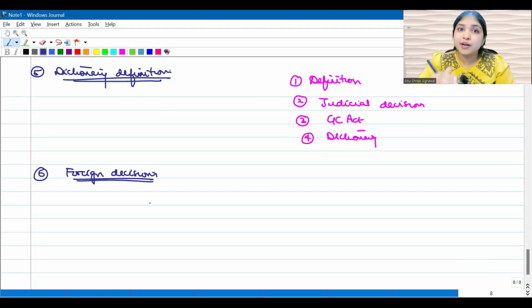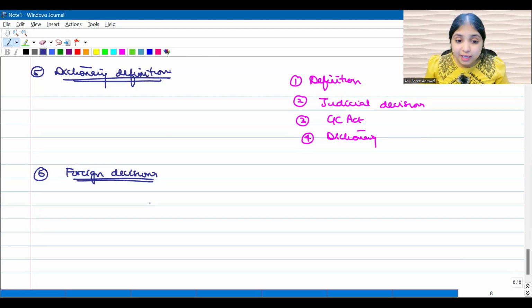Earlier, before independence, we used to rely a lot upon foreign case laws, especially English court case laws, because many of our laws were based on English law. For example, when you learned about the Contract Act in your CA Foundation, you learned about so many English case laws: Carlill versus Carbolic Smoke Ball Company, and your first case law, Balfour versus Balfour. All of these are foreign case laws. So before independence, yes, we were using foreign case laws because Indian law was based on the Britishers' rule only.